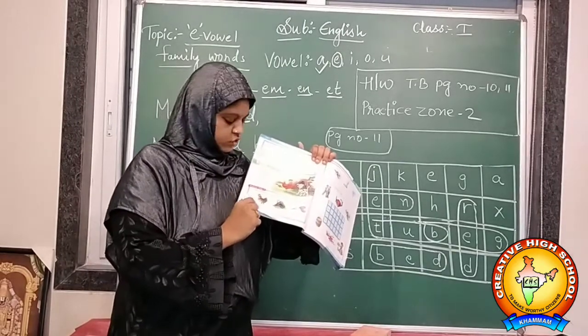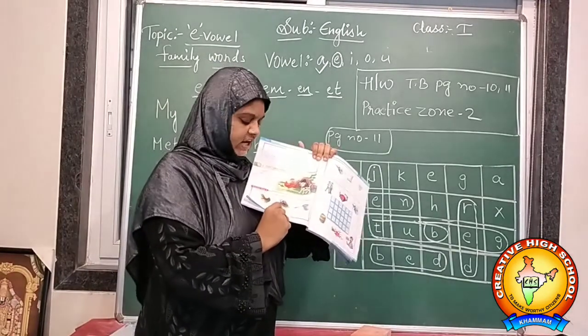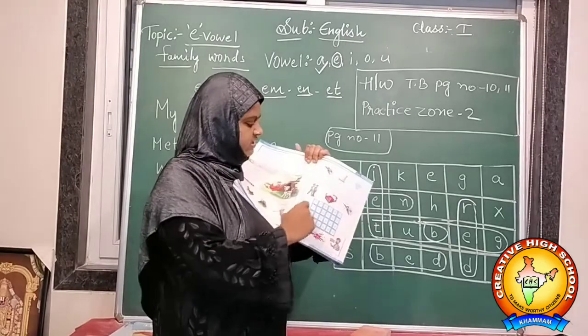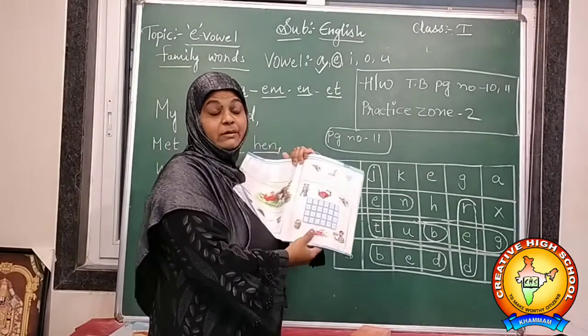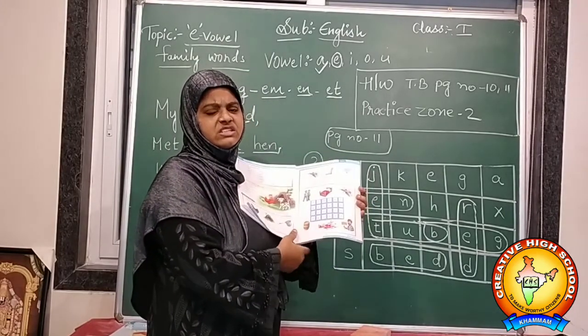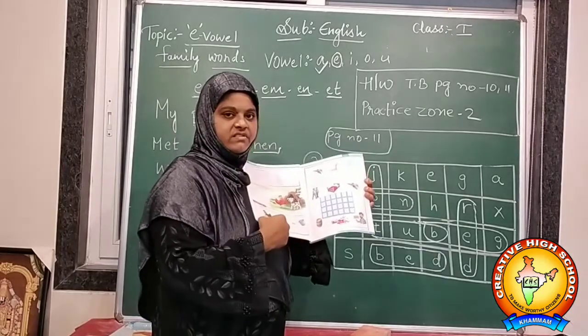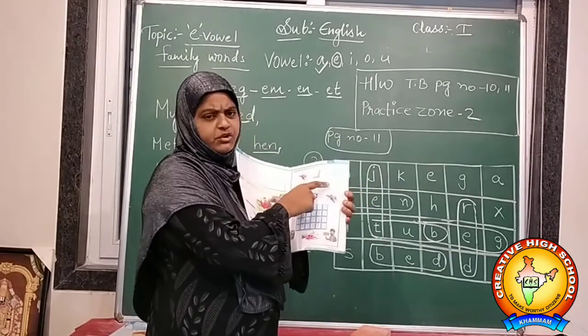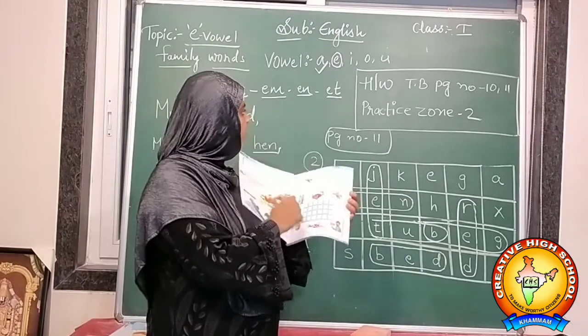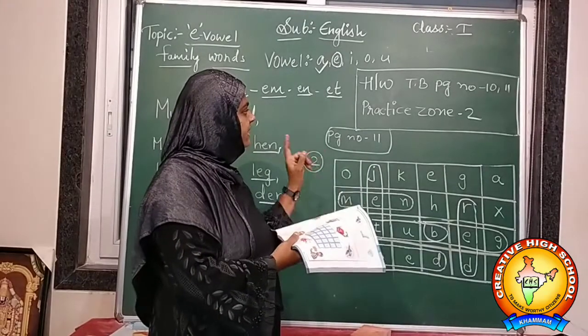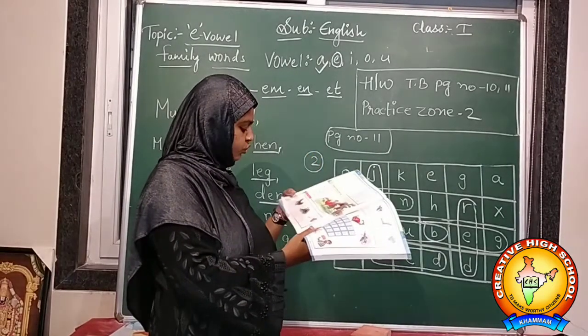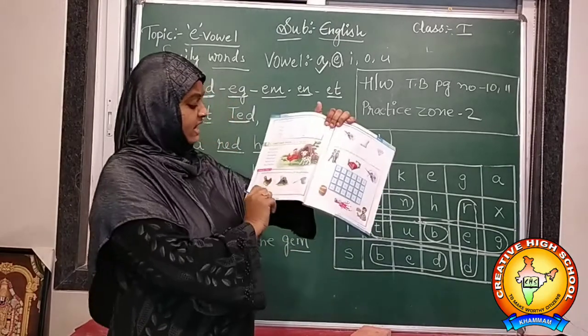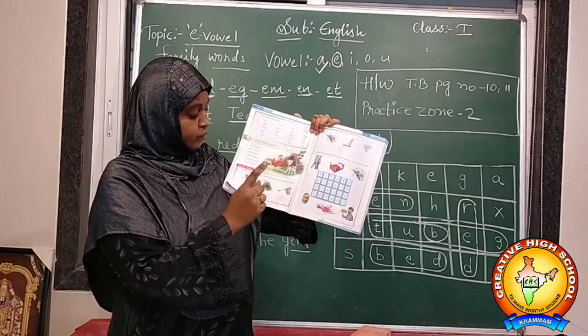Practice zone. The first picture you know it, the second picture also you know it. Everything. They are not very big words. They are small 3-letter and 2-letter words only. So no need to worry. You have to do the homework, that is page number 10 and 11, practice zone 2. Our teacher has given 2 pages.